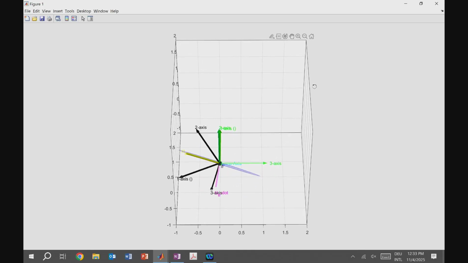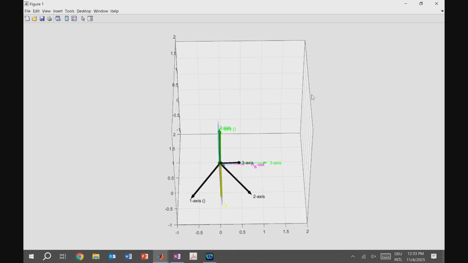And then if I look straight along the angular momentum vector, I can see that the motion is actually quite simple.